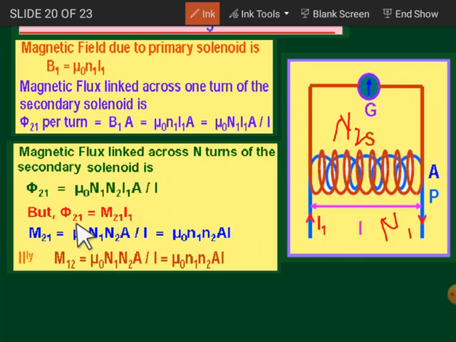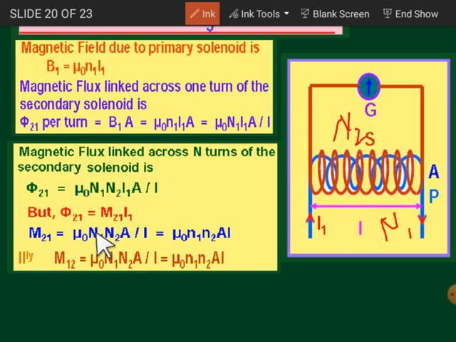But we know that the magnetic flux in the secondary coil due to the current in the primary, phi21, will be equal to M21 times I1. So this is the mutual inductance of the secondary coil when current I1 is flowing. This is the expression of the mutual induction, the magnetic flux I mean. Then these two phi21 expressions are the same. So after equating, if you cancel I1 and I1, then M21 will be equal to mu naught N1 N2 A by L, right?